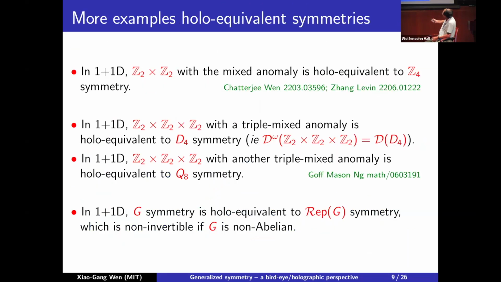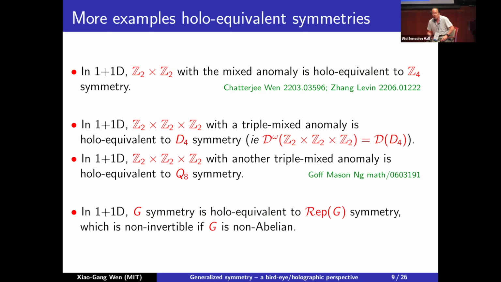Okay, now here's some more examples of this holo-equivalent symmetry. A Z2 cross Z2 symmetry with mixed anomaly is holo-equivalent to Z4 symmetry in 1+1D, and this 3Z2 with some kind of triple mixed anomaly is holo-equivalent to this D4, this non-abelian symmetry, and there's another triple mixed anomaly, and this 3Z2 would be equivalent to this Q8 non-abelian symmetry. And in general, in 1+1 dimension, the G symmetry is holo-equivalent to the Rep G symmetry.